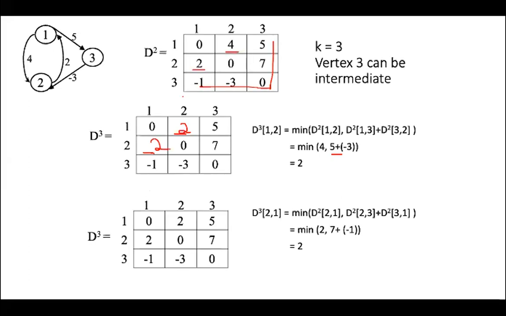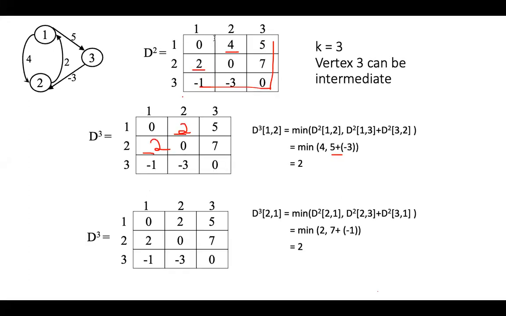Same, I will input to the program. Let's see what output we'll get. Number of vertices 3. Cost matrix is 0, 4, and so on. For infinite, I'm giving 999.